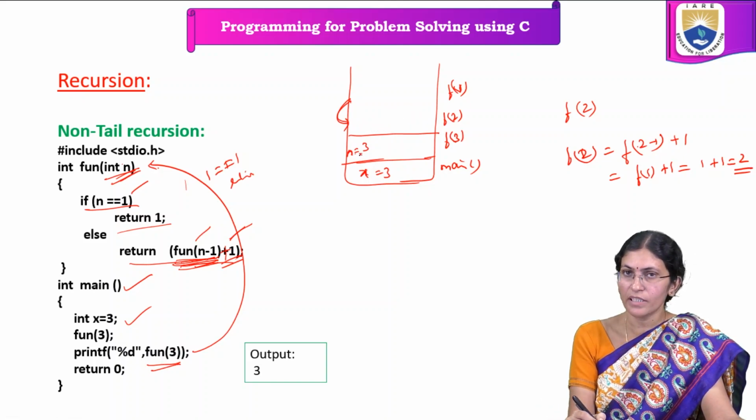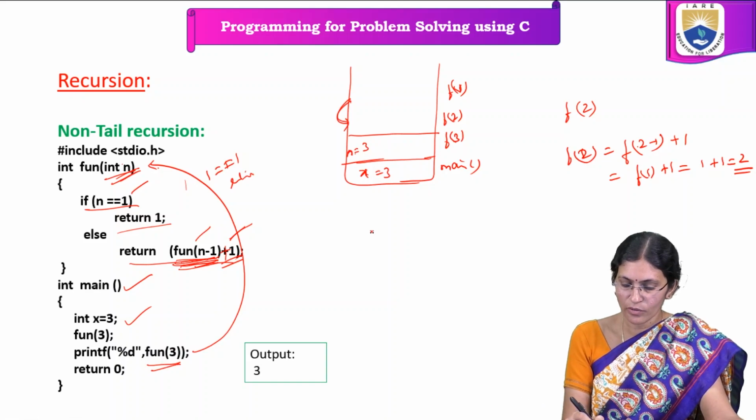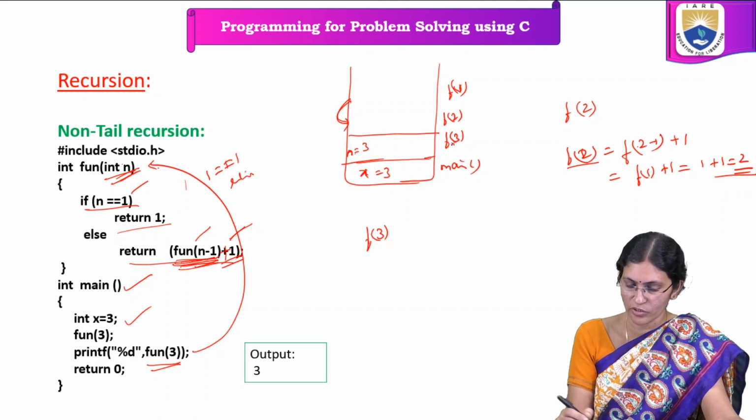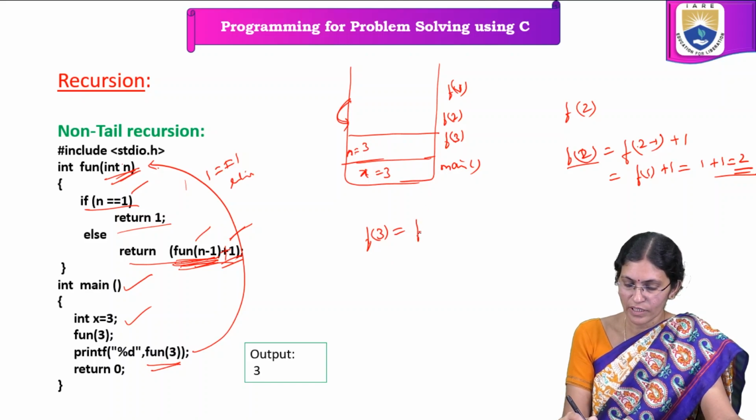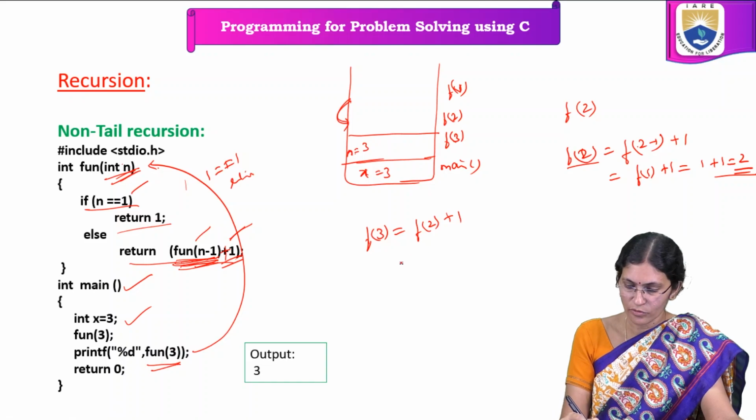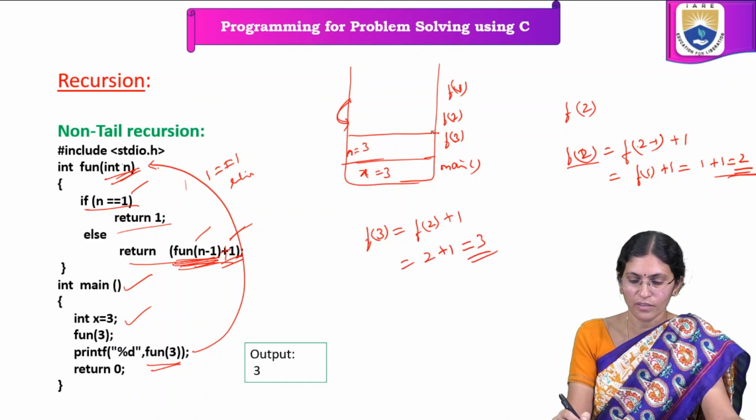Next, it will return to the previous function. Now f of 3 will be evaluated. The f of 2 activation record is popped out. It will return a value 2 to the previous function. In the previous activation record, f of 3 is equal to f of 3 minus 1, that is f of 2, plus 1. f of 2 we got as 2, so 2 plus 1 is equal to 3. So it will return a value 3.